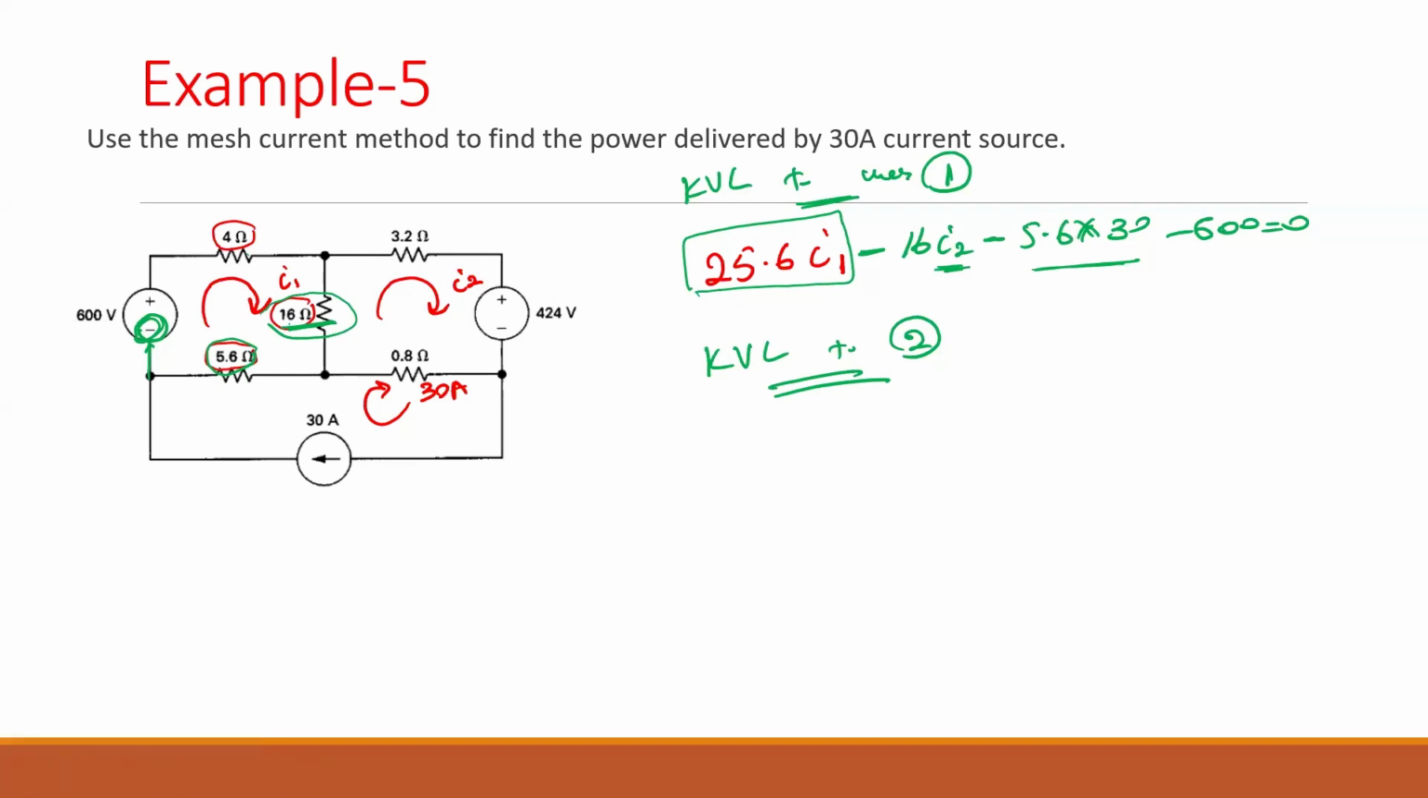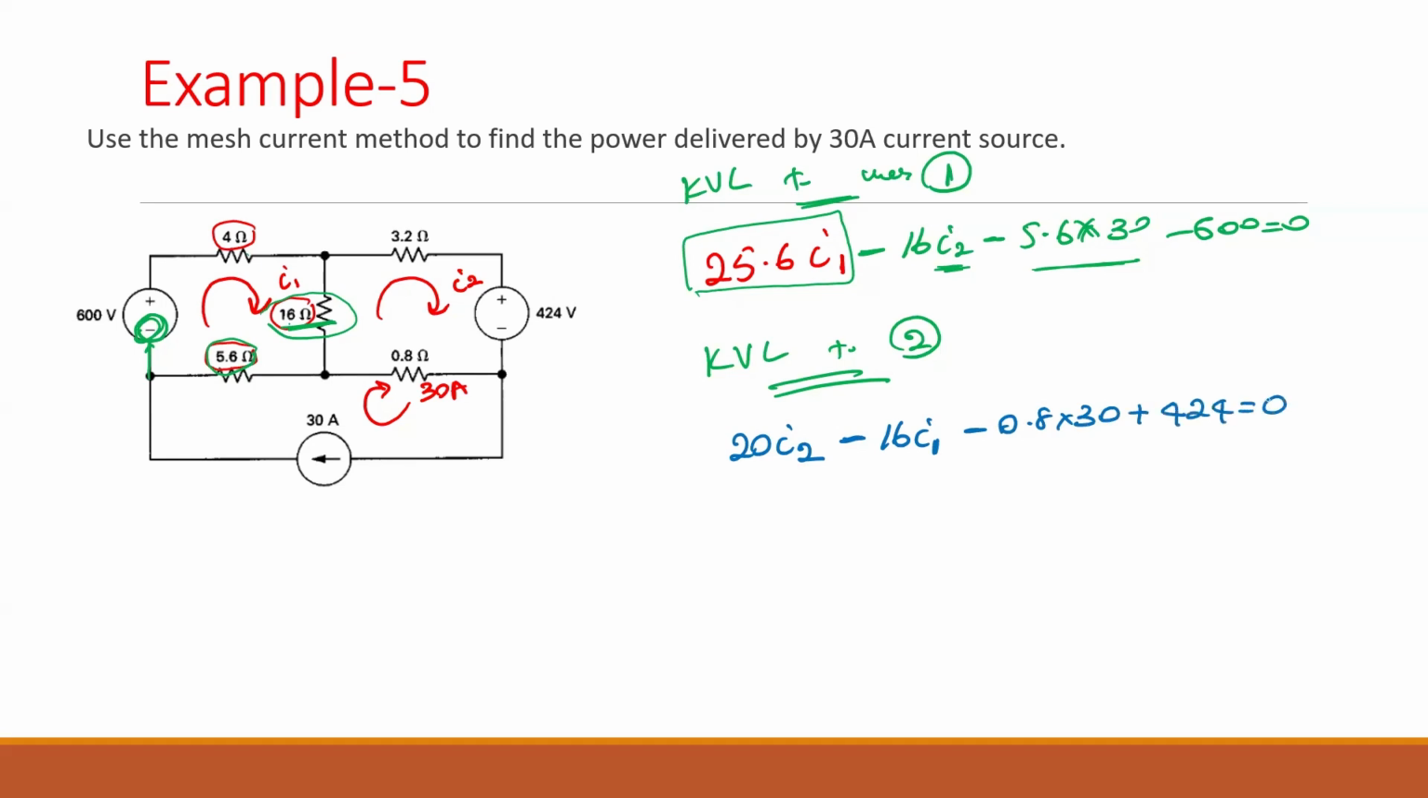So that will be, you add all the resistors, they will be 16, 20, am I right? 20 I2 this time, isn't it? I2 is sharing all of them. I2 is going through all 3. And you have a negative 16 I1 and negative 0.8 times 30 and plus 424 is equals to 0.